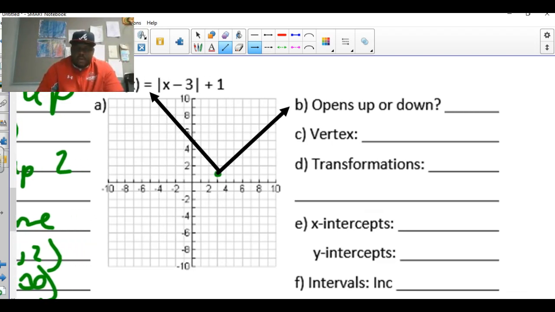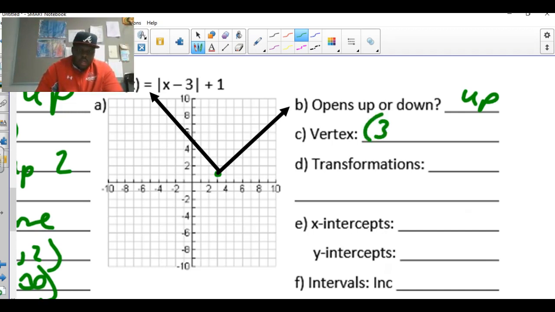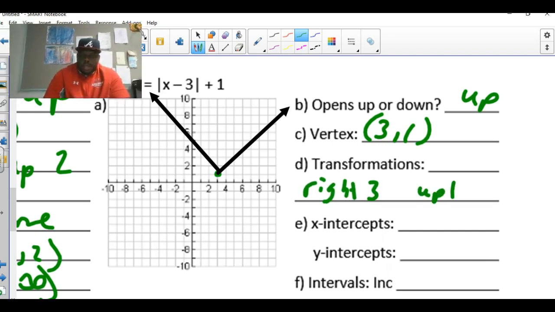All right, now this thing opens up, of course. There's no negative out front, so it opens up. The vertex is right 3, up 1, so 3, 1. The transformations, as I just said, were right 3, up 1. All right. Now, our x-intercept. Guys, notice this doesn't intercept the x-axis, so we have none. Our y-intercept, we have 1 present.